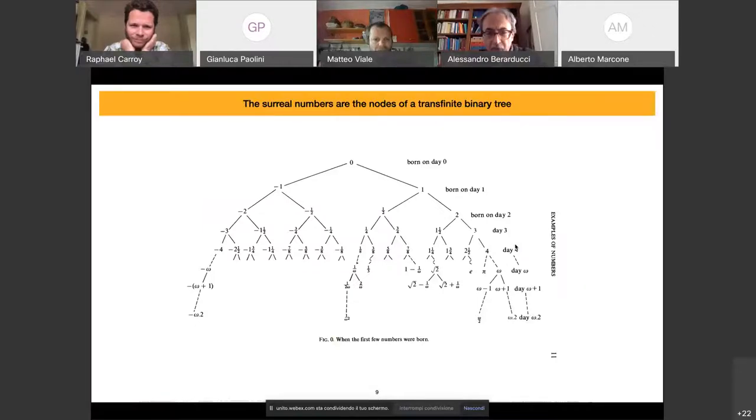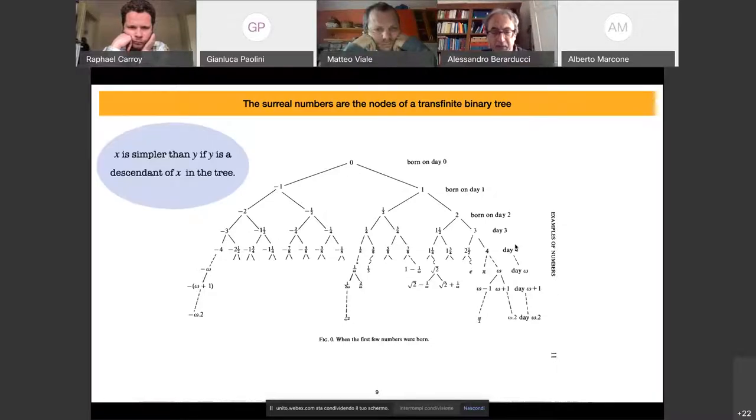So the surreal numbers are the nodes of a transfinite binary tree. In other words, a surreal number is a function from an ordinal to a binary set, to 0, 1, or plus, minus. And of course, you can depict the surreal numbers as nodes of a transfinite binary tree. And I put some labels here. 0 is the root, then you have minus 1, 1, minus 2, minus 1 half. So you, of course, start to suspect that there is some definition of addition and multiplication somewhere, and I'm going to explain how it is.